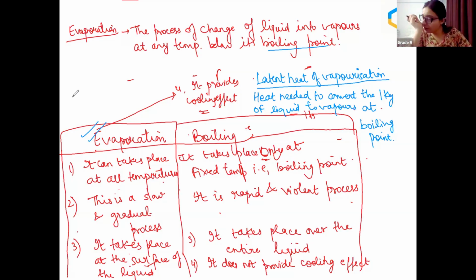So after this, we are going to start with factors affecting evaporation. There are certain factors which are responsible for making evaporation happen faster or more gradually. We will see them as well.